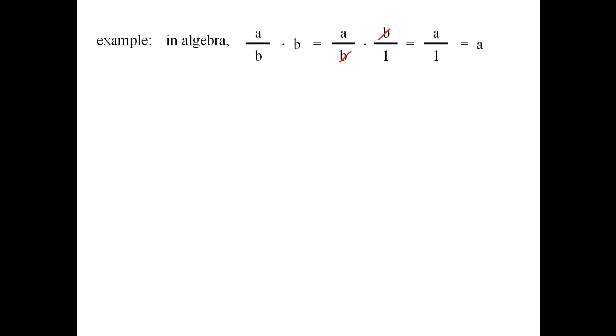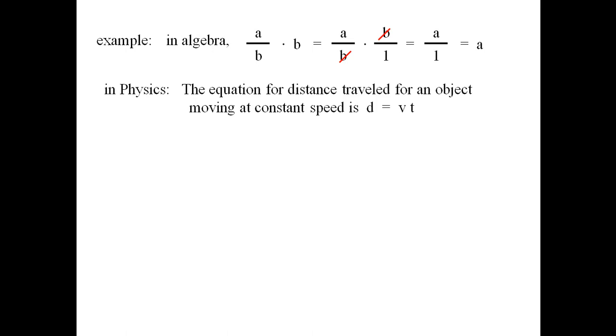All right. Now, to illustrate a physics example of this, we're going to use distance. So the equation for distance traveled by an object moving at constant speed is d is equal to v times t. So let's say, for example, we have an object moving at a speed of 1.5 meters per second for a time of 5 seconds. How much distance is covered in that time period?